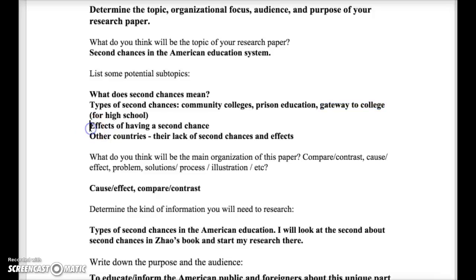Then I'm going to talk about the effects of having a second chance, and I'm also going to look into what other countries are doing and whether or not they offer second chances and what the effects are. So I think I can definitely explore these different topics and write about them in 5 pages.